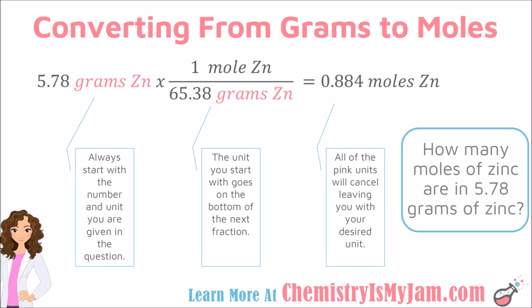So this time, when I multiply across and divide down, I would put in my calculator 5.78 times 1 divided by 65.38, giving me 0.884 moles of zinc as my final answer. And notice that my answer units match the answer on top that didn't cancel out. These units have canceled out.